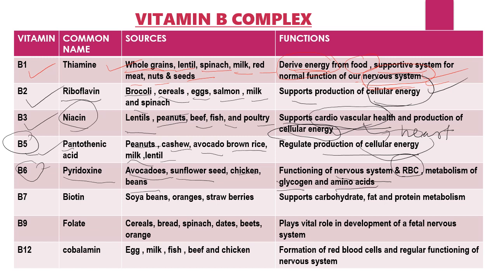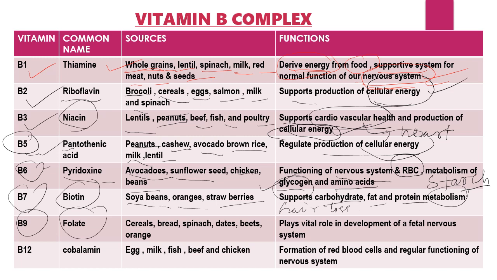What is glycogen? Carbohydrates are stored in animals in the form of glycogen. Carbohydrate is stored in plants as starch, but that is stored in animals as glycogen. B7 is known as biotin, that is present in soybeans, oranges, strawberries. That supports carbohydrates, fats, protein metabolism, etc.